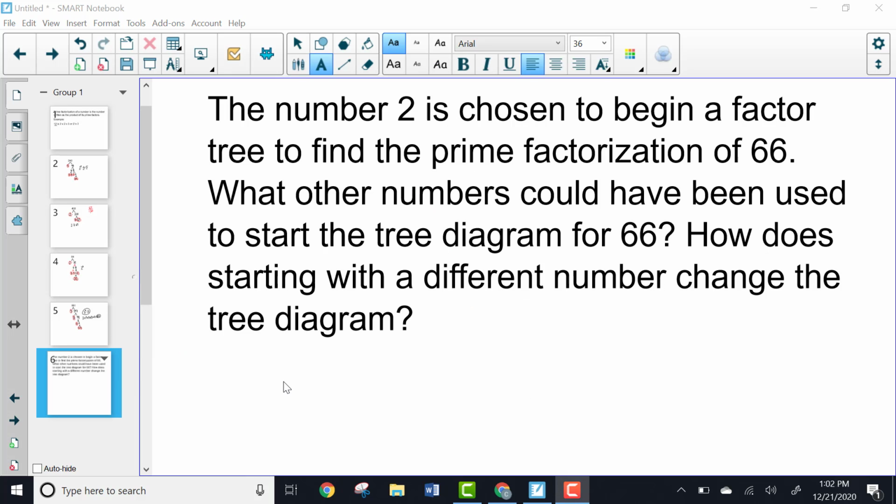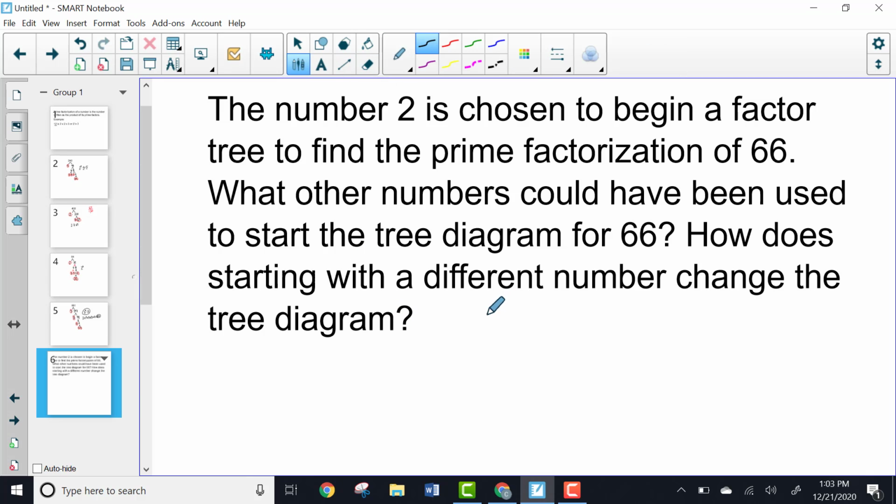It says the number 2 is chosen to begin a factor tree to find the prime factorization of 66. What other numbers could have been used to start the tree diagram for 66? How does starting with a different number change the tree diagram? So what we're taking a look at here is the number 66, first of all. So I will show you how you can start with any number here, as long as it's a factor. So let's say we start with 2, and 2 times 33 gives you 66.